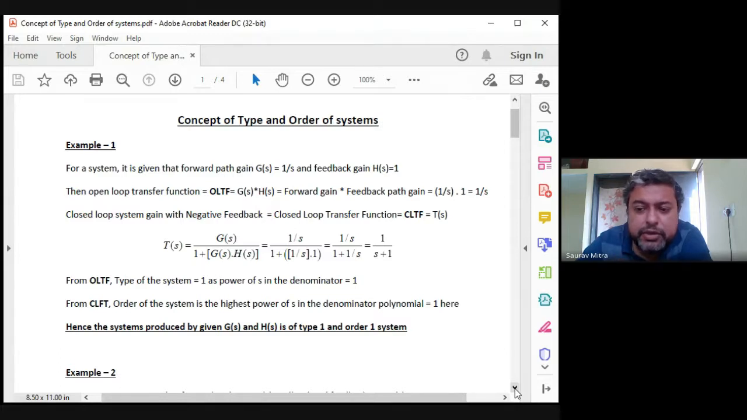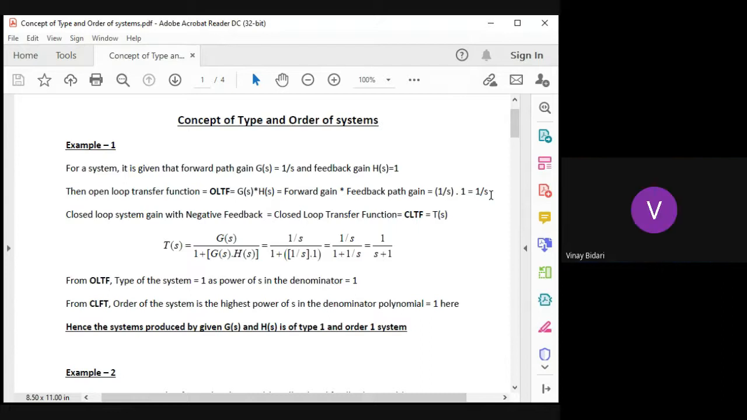Can you repeat what I have told? The number of S in the GSHS denominator is equal to the type of the system. How many S are there in this case? In the denominator of GSHS, how many S are there, or what is the power of S? 1. S is equal to 1. So what is this system? This is a type 1 system. Is it understandable? Yes, sir.